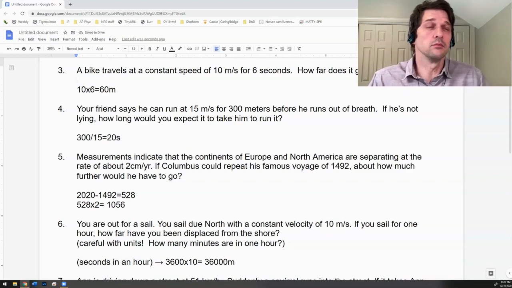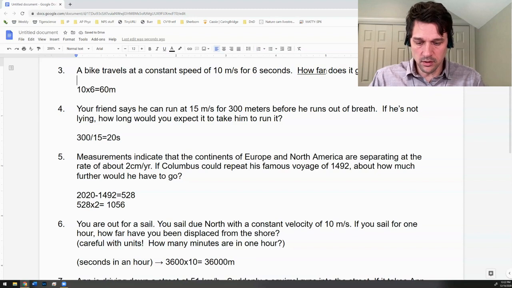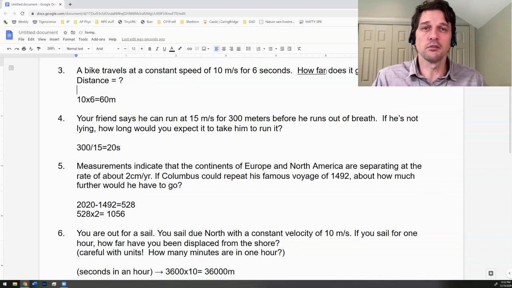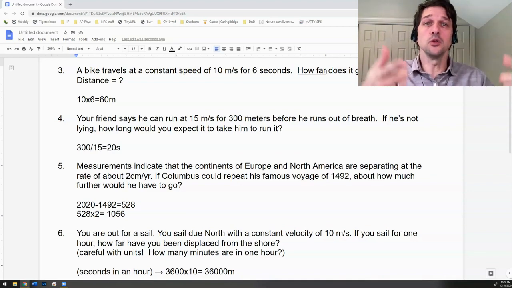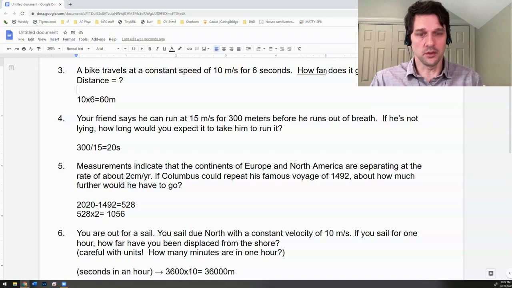So the unknown, well, let's see. A bike travels at a constant speed of 10 meters a second for 6 seconds. How far does it go? How far? That's what's being asked for. The how far is what we want to find out. So how far is a distance? I'm going to say distance equals question mark to really indicate that I'm looking for distance. This is you communicating to me that you know you are looking to solve for a distance.